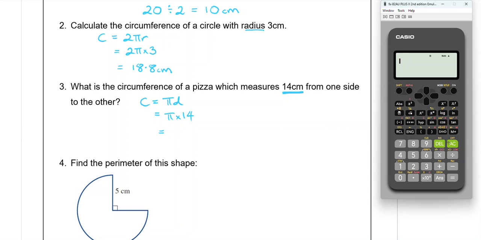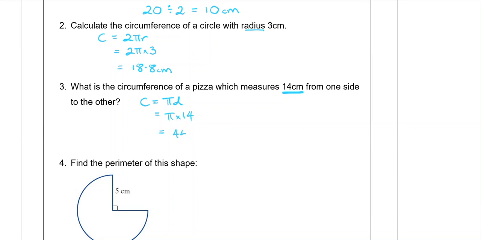Pi times 14 is 43.98, or if we're doing one decimal place, that would have to be 44.0.